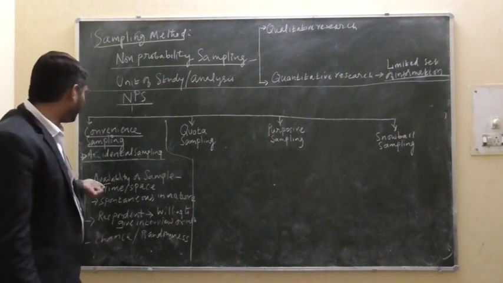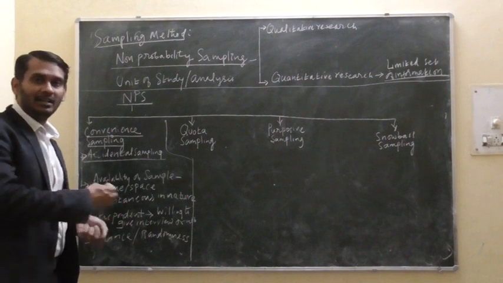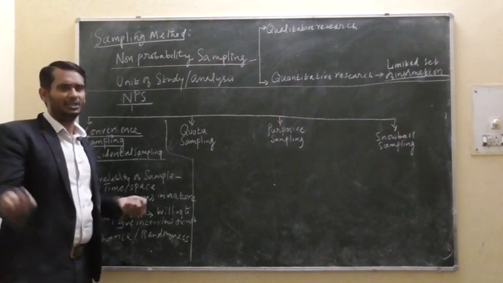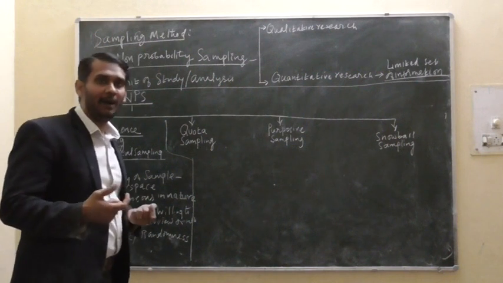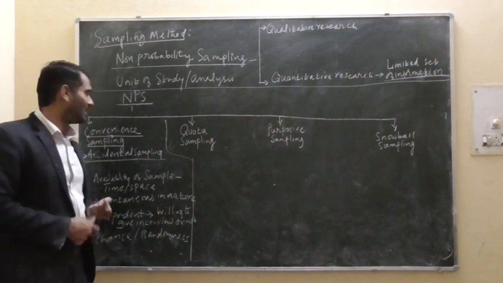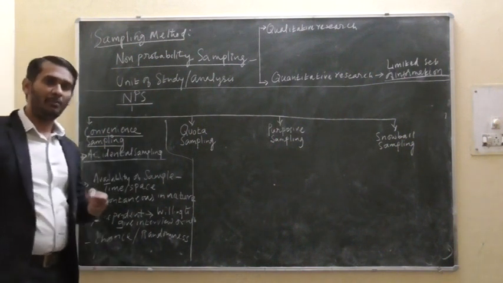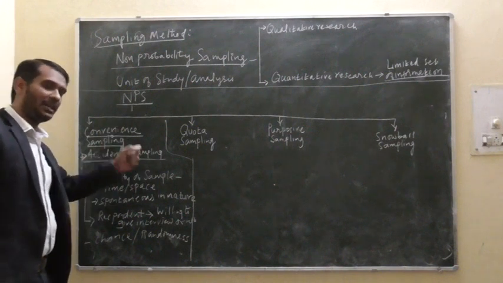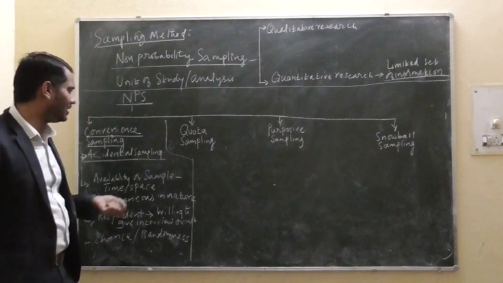So this would be more appropriate for studies like shopping behaviors, or if you want to understand why certain people are buying certain products, why they prefer certain products. Convenience sampling would be appropriate for those kinds of studies. The second one is quota sampling.